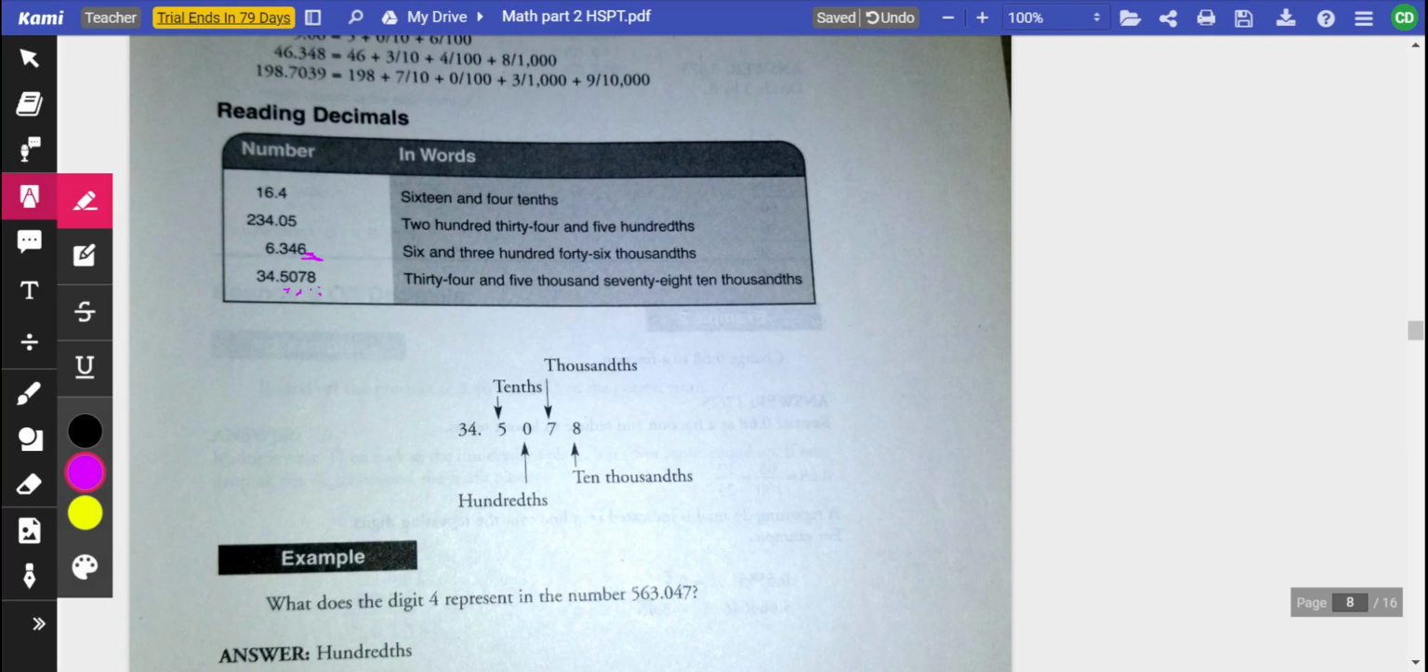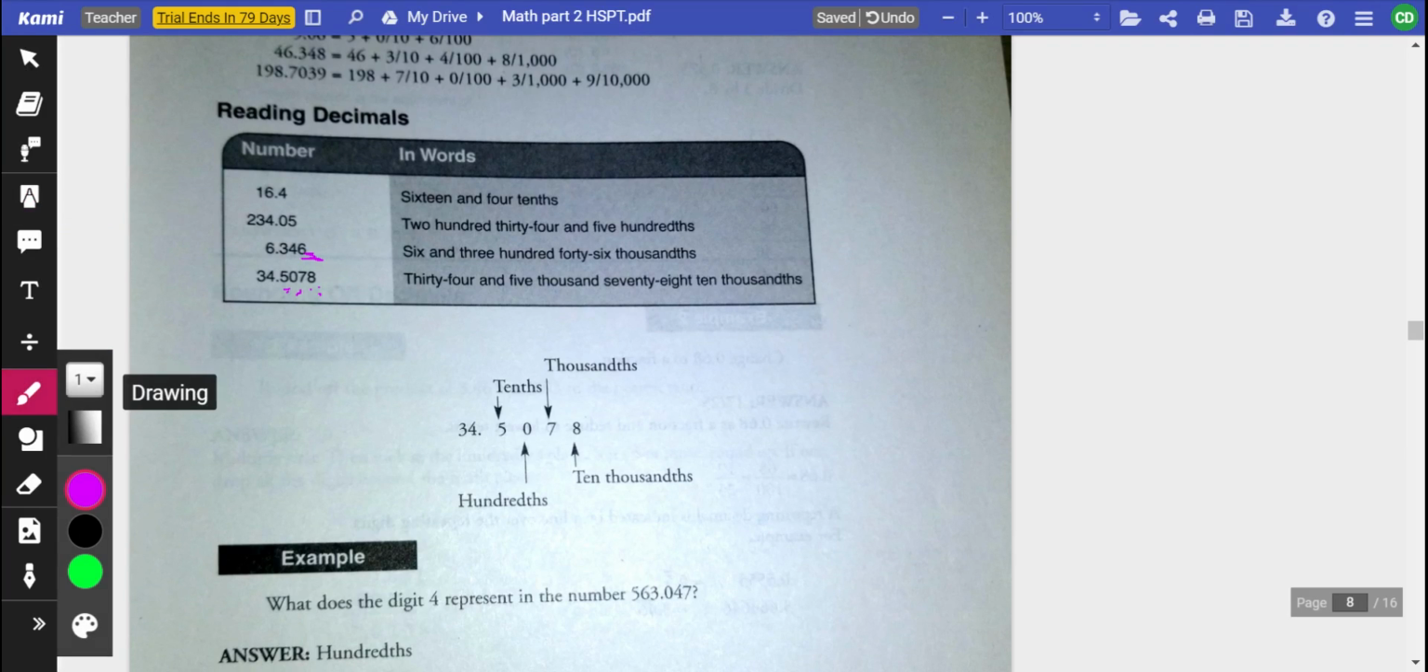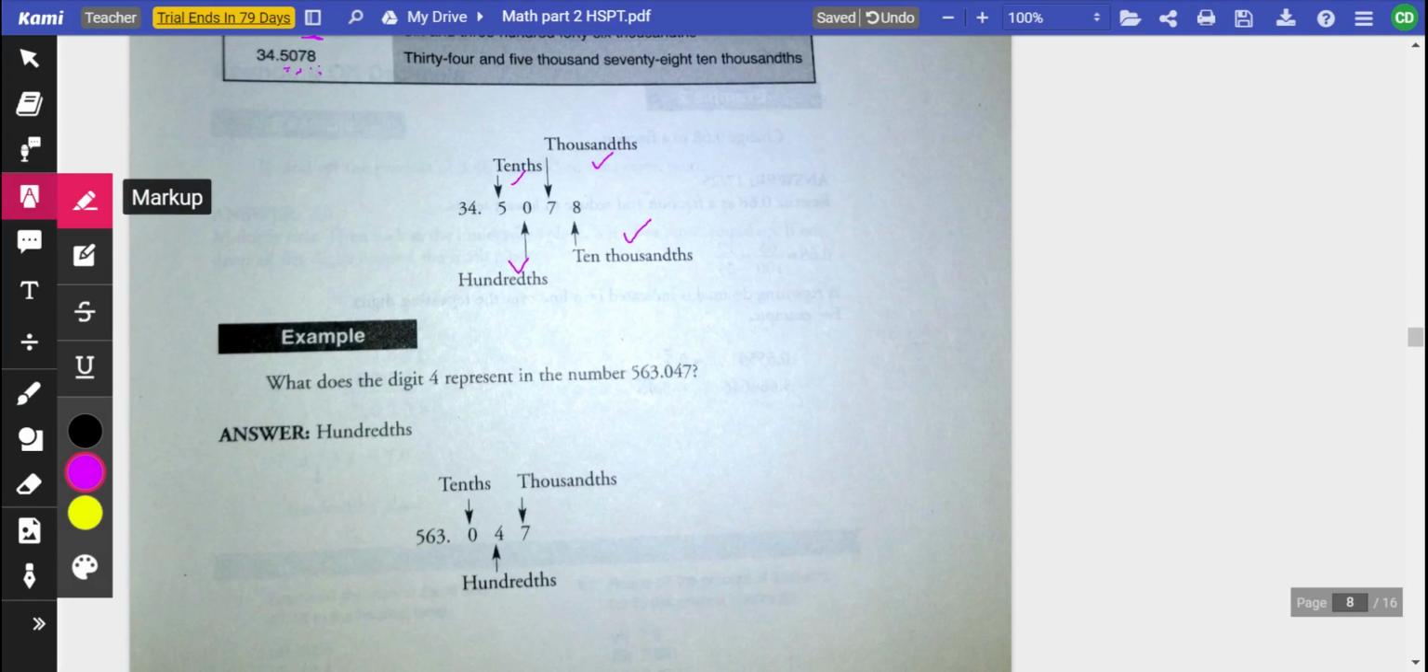Then, cruising on, they give us a little overview. Just like I said, there is tenths right after the decimal point, and then hundredths, and then thousandths, and then 10,000ths. And that's pretty much the furthest you're going to go in decimals on the HSPT. Okay, so then let us look at our first example. What does the digit 4 represent in the number that they give you?